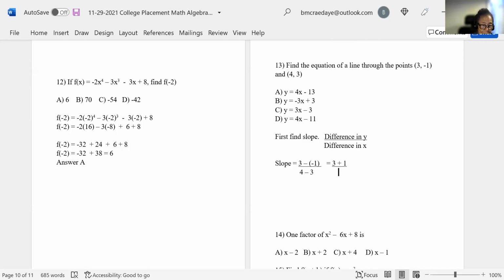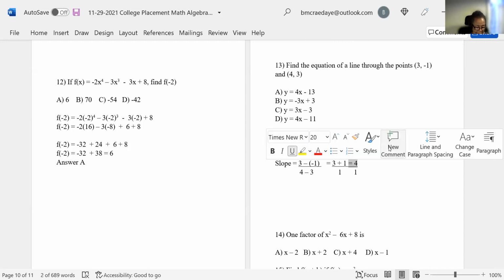4 minus 3. 3 subtracted from 4 is 1, that's right. So this will be 3 plus 1, and that's equal to 4. And 4 over 1 is what? What's 4 divided by 1? It's 4. That's right, it's 4.